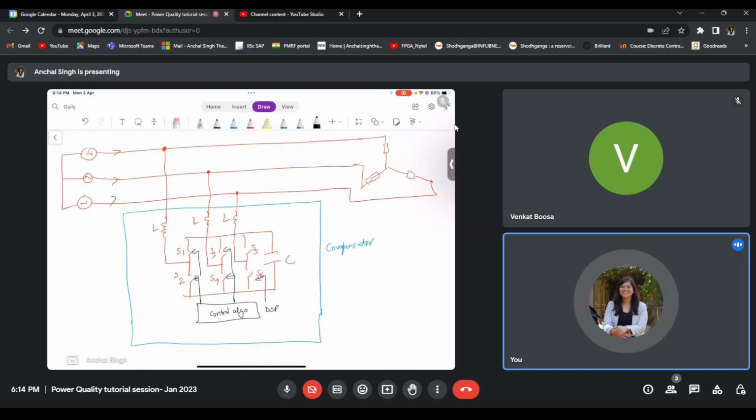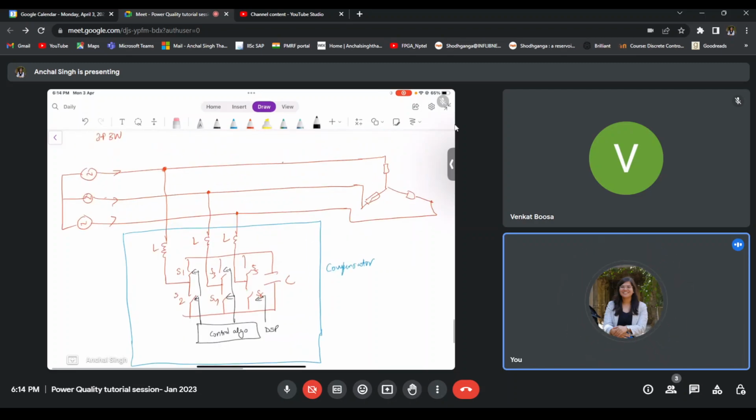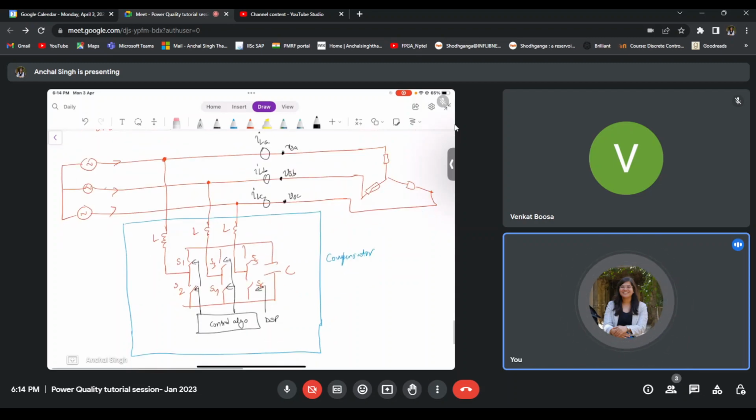If I'm using this control algorithm block, then I have to give certain inputs to it. Let me say this is VSA, this is VSB, this is VSC. These are the voltages at these nodes. Let me say I'm sensing these voltages. Then let me say I'm sensing these currents also, ILA, ILB, ILC. All these inputs that I'm sensing, I will give to the control algorithm block: VSA, VSB, and VSC, and then ILA, ILB, and ILC. The control algorithm block will in return find out the gating pulses that will be given to the switches based on the algorithm that I am going to select.